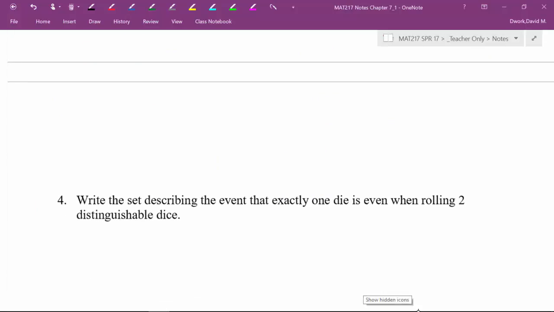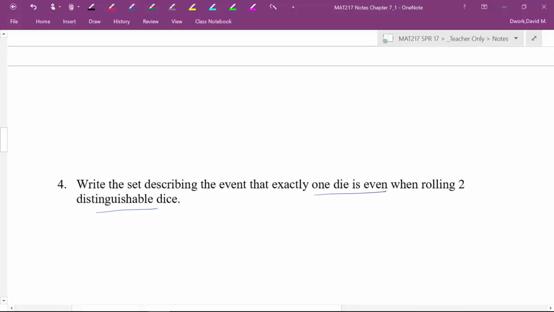Okay, so let's keep moving here. I think this is going to be one more example, and then we will take a break, and then we'll pick it up on the next video. So last example here, I think. Write the set describing the event that exactly one die is even when rolling two distinguishable dice. Okay, can you do that? So try to get yourself through all the vocabulary. That's the hard part. Okay, pause the video, give it a shot.